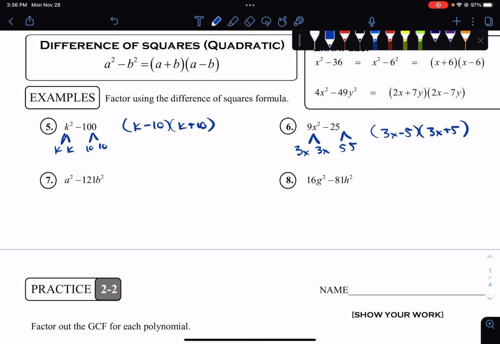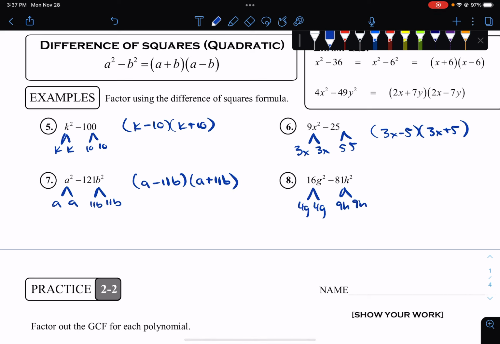Okay. Now, a squared minus 121b squared. Well, a squared is a times a. 121b squared is 11b times 11b. So I can do a minus 11b times a plus 11b. 16g squared minus 81h squared. Well, 16g squared is 4g times 4g. 81h squared is 9h times 9h. So I can rewrite this 4g minus 9h multiplied by 4g plus 9h.